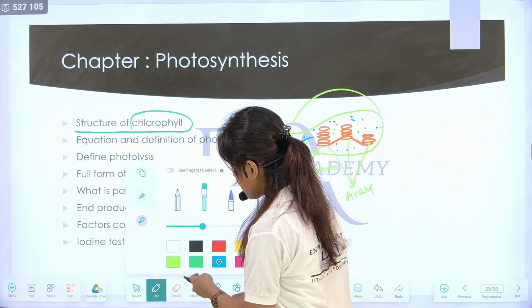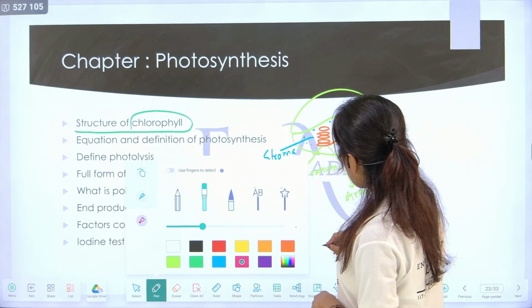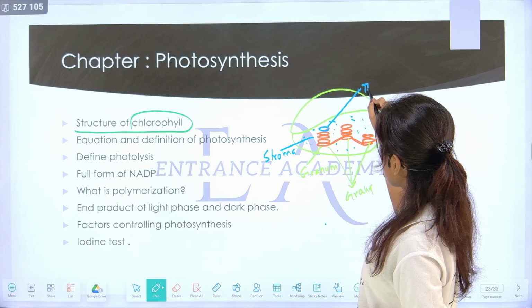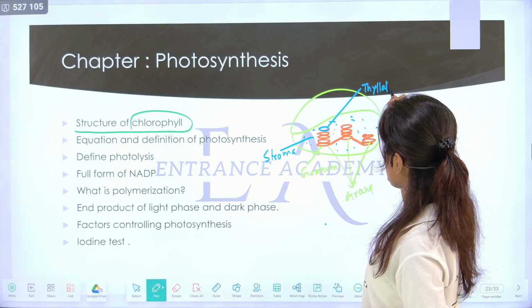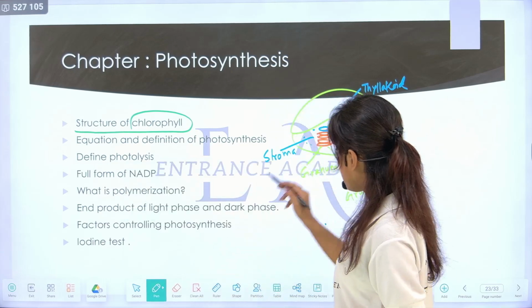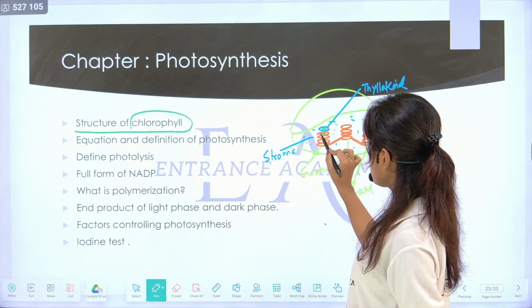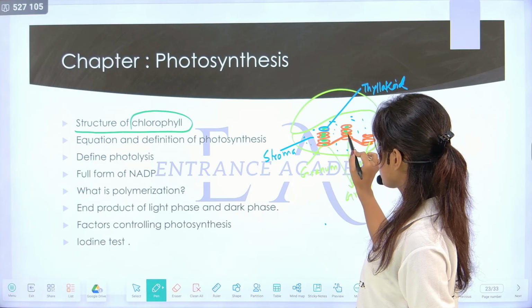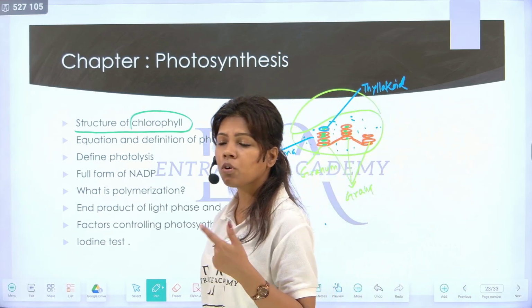Inside the grana, each stack is known as thylakoid. And inside the lumen of thylakoid, the pigment chlorophyll is present. So this is the structure of chloroplast.